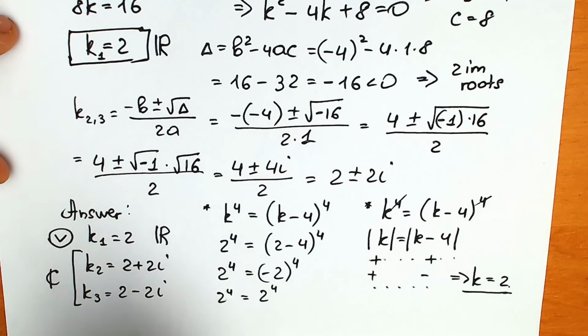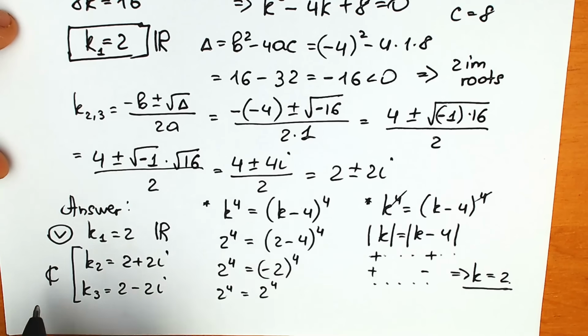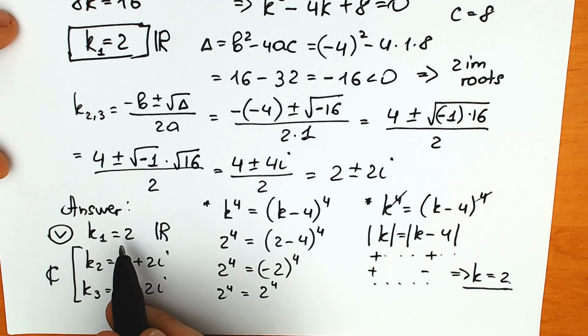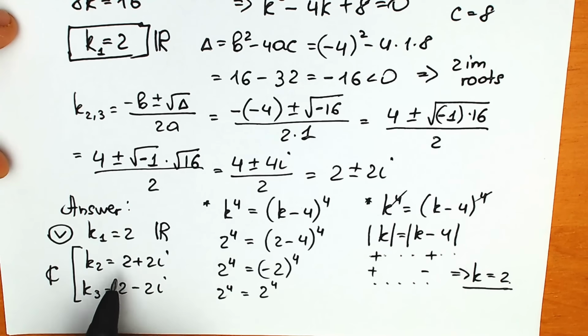The full solution is this one, because we solved it according to the fundamental theorem of algebra, and it tells us that if you're talking about k to the power 4, it means 4 roots in total. In our case, we have k equal to 2, and we have 2 complex roots. According to this method, you can't solve for complex roots.